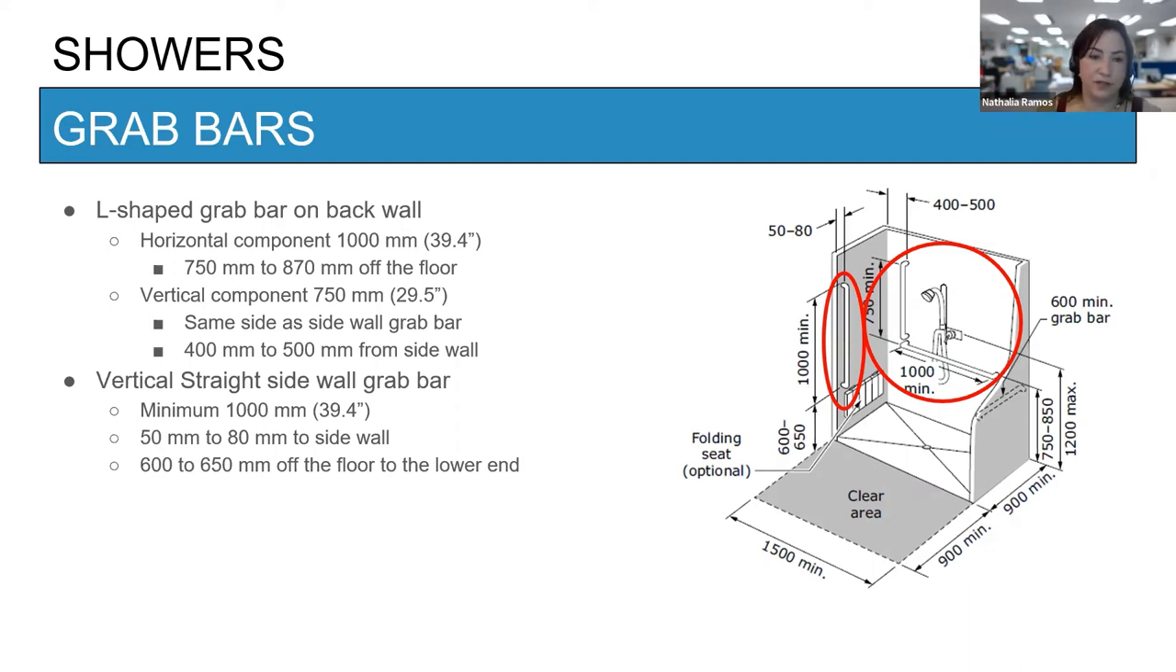The vertical straight sidewall grab bar that is required has to be a minimum of 1000 millimeters. It has to be installed from 50 millimeters to 80 from the sidewall, and 600 to 650 off the floor to the lower end of the grab bar.